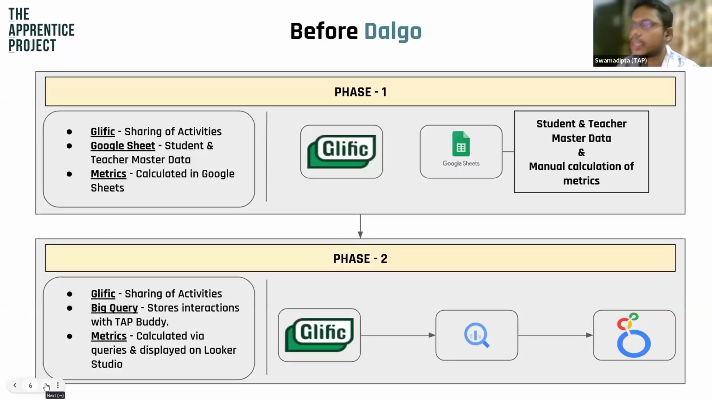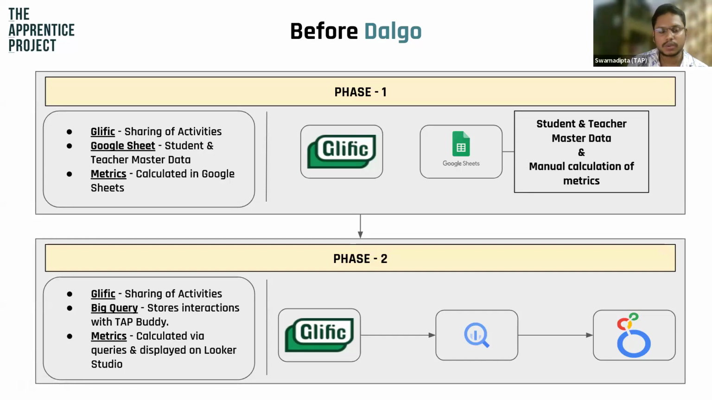Moving on, coming to Dalgo and how Dalgo has been helpful to us. We have divided this into two parts. First is the before Dalgo phase, and then we have something called after Dalgo. And even within before Dalgo, we have two phases. In phase one, we had Glific, as always, used to share our activities. However, it was solely used for sharing the activities and recording the data. For the rest we continued to use Google Sheets.